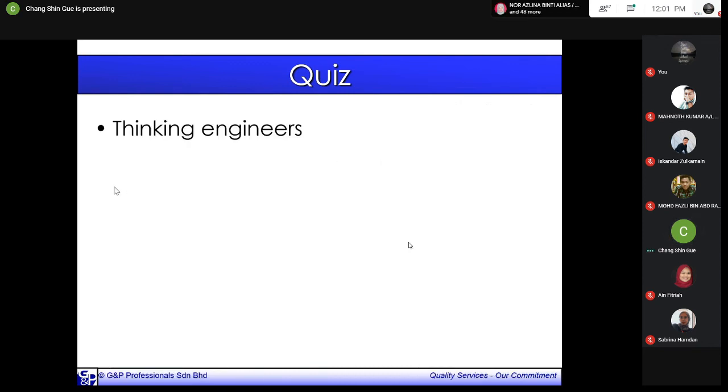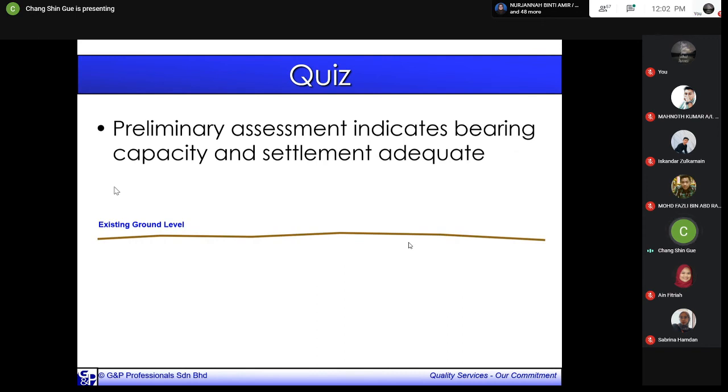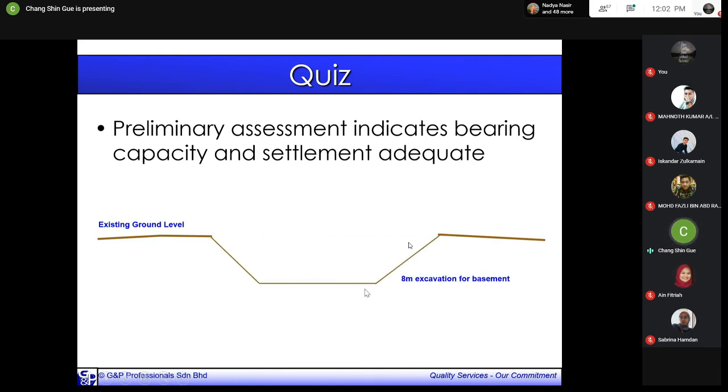The answer is that if you are smart thinking engineers, why do you even need piles? I saw that some of you have already chosen the green one, which is you don't need piles. You can actually use shallow foundation or raft foundation. Why is that? Let me show you the preliminary assessment. Remember that we have existing ground, and then you need to excavate. The minimum excavation is about 8 meters for the basement.